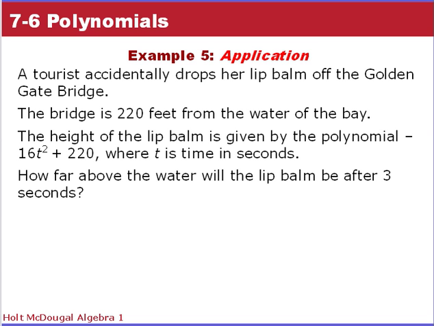And our last example. A tourist accidentally drops her lip balm off the Golden Gate Bridge. The bridge is 220 feet from the water of the bay. The height of the lip balm is given by the polynomial 16t squared plus 220, where t is time in seconds. How far above the water will the lip balm be after 3 seconds? So we're going to use this expression we're given here. We're told t is 3. So t equals 3, so it's going to be 16 times 3 squared plus 220.